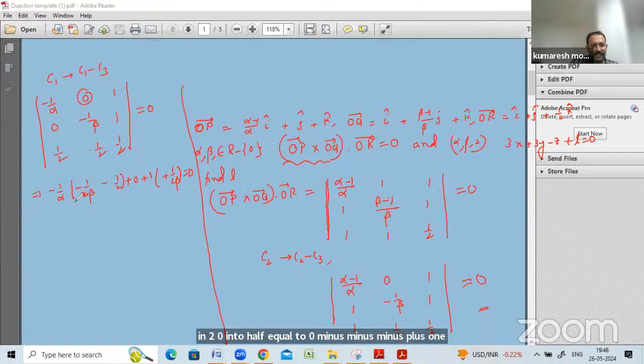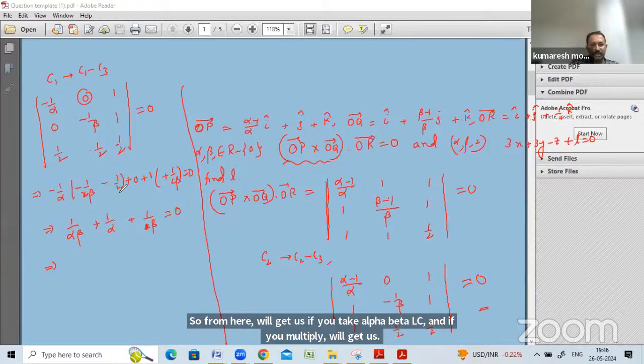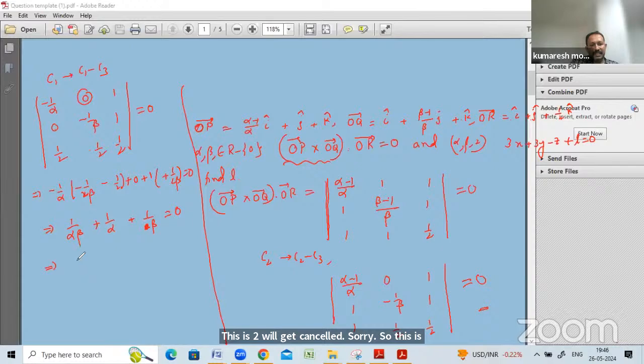So if you simplify, taking the LCM as 2 beta, we'll get the equation 1 by alpha beta plus 1 by alpha plus 1 by 2 beta is equal to 0. Right? So from here, if you take alpha beta as the LCM and multiply, this 2 will get cancelled, sorry. We'll get alpha plus beta plus 1 equal to 0. This is the first condition.